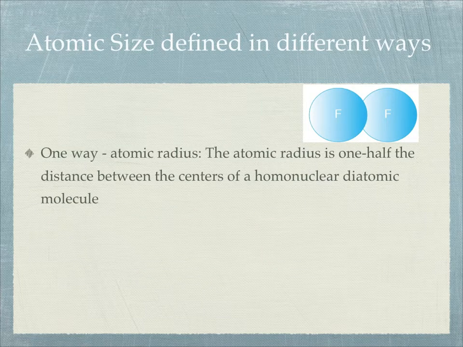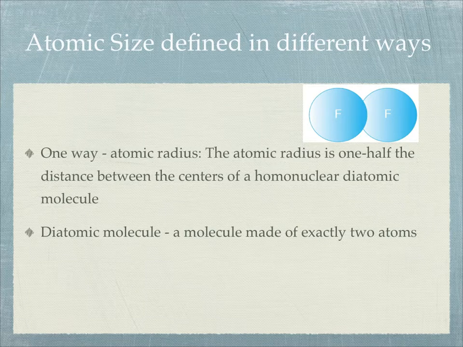One of the ways, and probably the only way we'll really get into, is that they talk about atomic radius when we have a homonuclear diatomic molecule. Basically, we've got 2 of the same thing bonded together. We can tell where the nucleus is, that's one thing we can tell. So we're going to measure how far it is between those 2 nuclei, and we're going to assume that halfway in between is our radius.